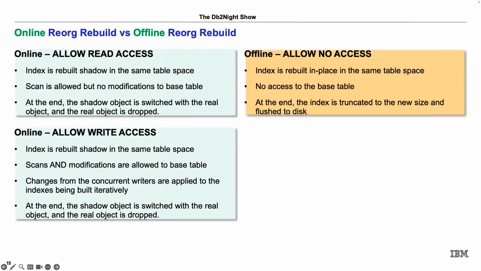Offline rebuild is done in place. There's no access to the table during the operation, not even read. It's simpler and usually faster, but requires full isolation. So if you need to keep access going, go with online, and if you can afford downtime in a maintenance window, offline is the most direct one.